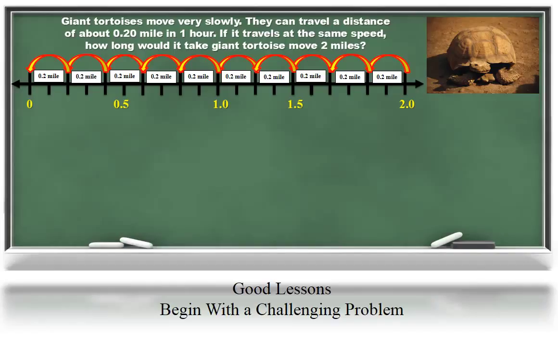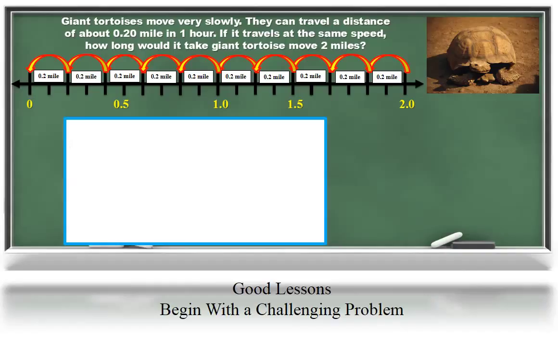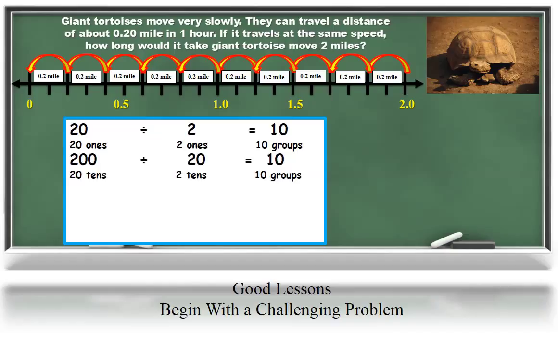A student could also relate the division of decimals to the division of whole numbers in order to solve this problem. For example, they know that 20 ones split into equal-sized groups of 2 ones would give them 10 groups of 2 ones. They can use this understanding and look at 200 ones as 20 tens, reading out to the tens place.